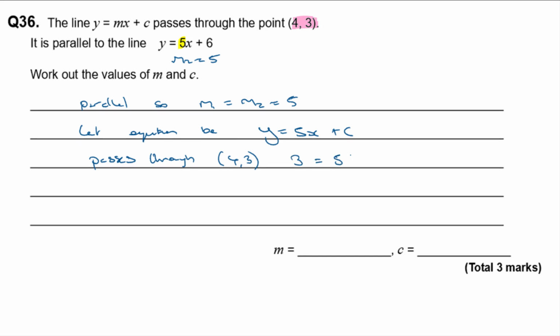and that's equal to 5 lots of the x coordinate, which is 4 plus c. So 3 is equal to 20 plus c, so c must be equal to 3 minus 20, it's minus 17, isn't it? Okay, so c is minus 17 and m is 5.